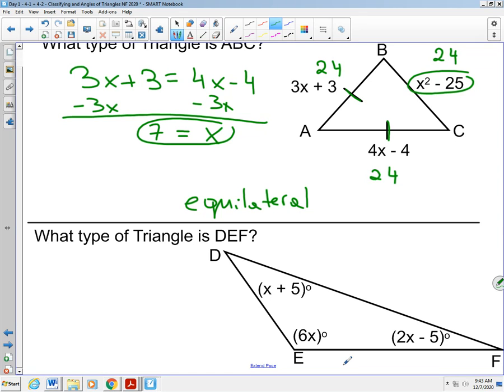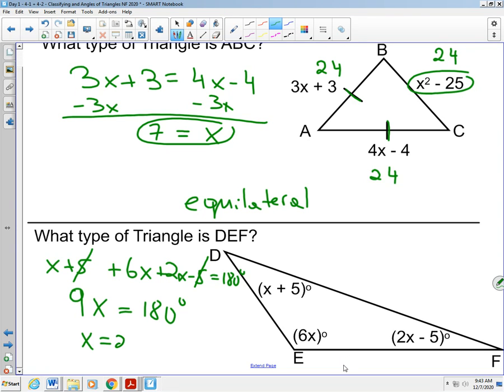Therefore, you will write x plus 5 plus 6x plus 2x minus 5 is equal to 180. Okay, x plus 6x plus 2x is 9x. 5 and negative 5, they cancel each other, equals 180. 180 divided by 9 is 20. So x is equal to 20. Now let's substitute. 20 plus 5 would be 25. 6 times 20 is 120.